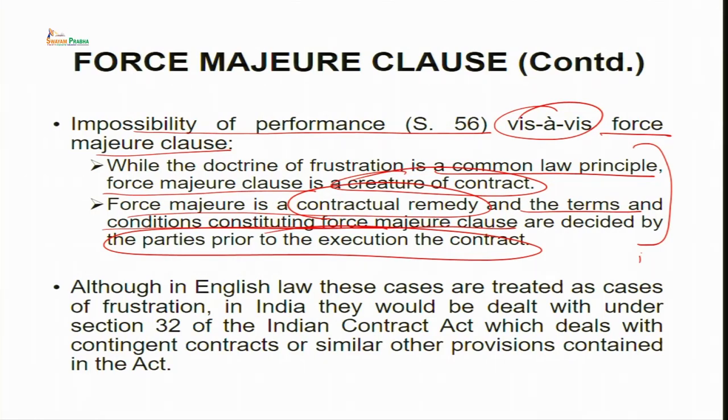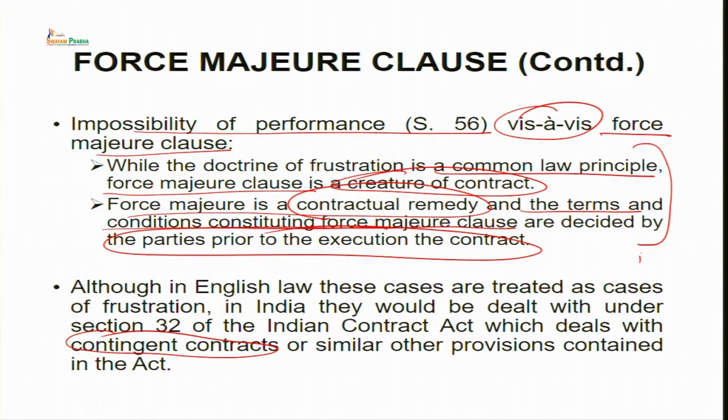Now, although in English law these cases are treated as cases of frustration, in India they would be dealt with under section 32 of the Indian Contract Act, which deals with contingent contracts, or similar other provisions contained in the act. Now, let me briefly tell you what contingent contracts are.